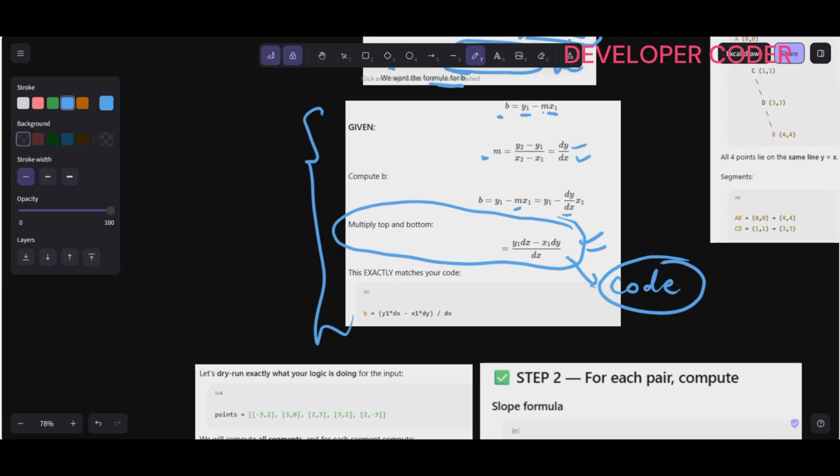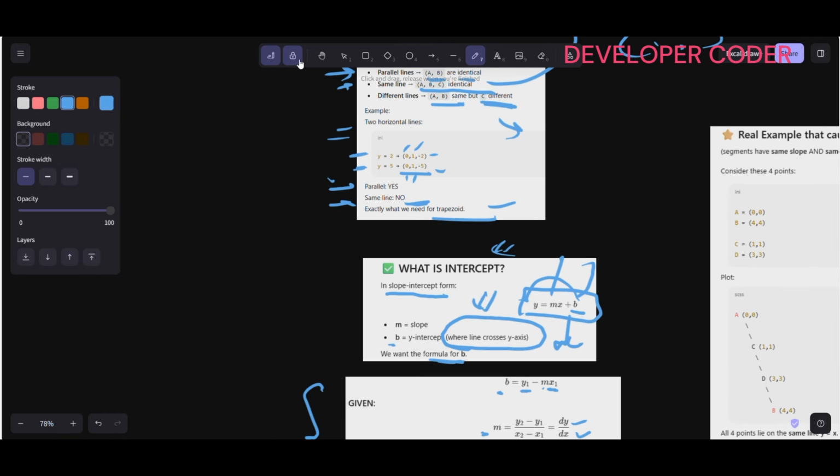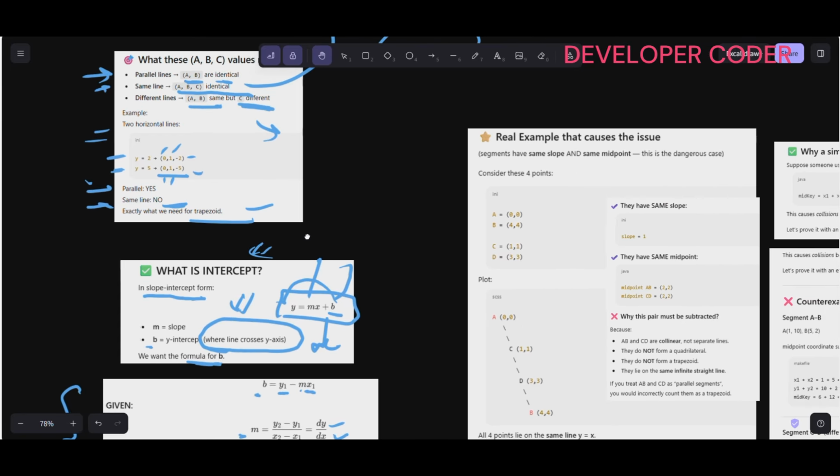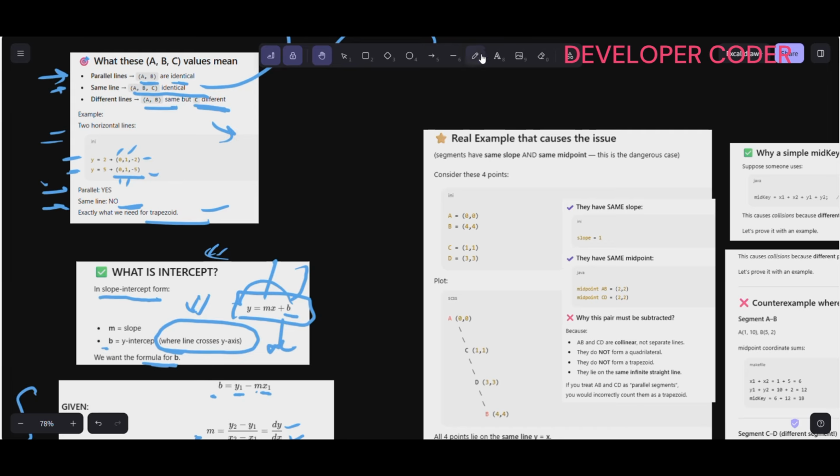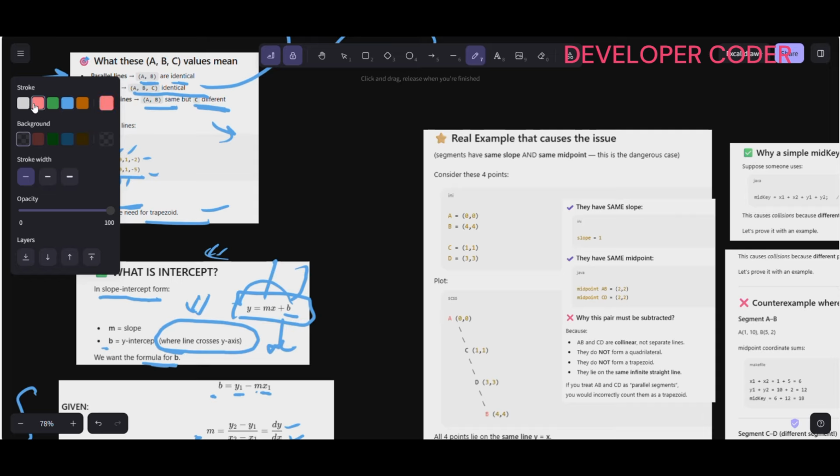Okay, clear? All right. Now there is one more thing I'm trying to use here, that is nothing but in my code, midpoint. So segments have the same slope, I'm going to use this, and they can have the same midpoint. This is a very dangerous case.